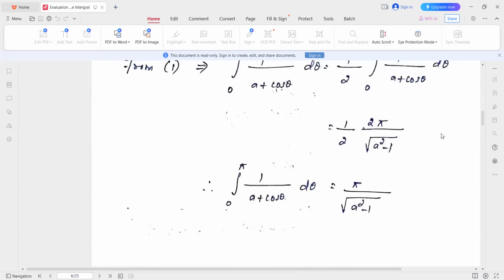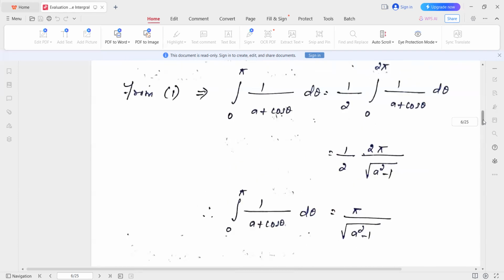But the actual integral is from 0 to pi, isn't it? So the integral 0 to pi of 1 by a plus cos theta d theta is equal to 1 by 2 times the integral 0 to 2 pi. So what is the value of the integral 0 to 2 pi? It is nothing but 2 pi by square root of a square minus 1. So by simplifying, we get the integral over 0 to pi of 1 by a plus cos theta d theta is equal to pi by square root of a square minus 1.